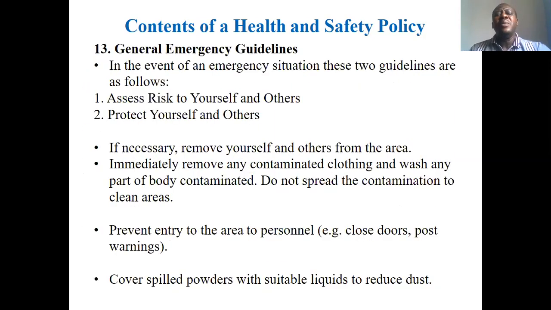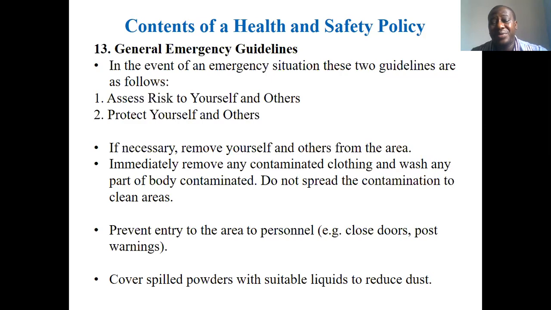Then general emergency guidelines are guidelines regarding general events that could raise any alarm in the organization. It could be anything other than the fire emergency, and workers are supposed to follow those guidelines. We're saying that if necessary, remove yourself and others from the area, immediately remove any contaminated clothing and wash any part of your body contaminated. Do not spread the contamination.